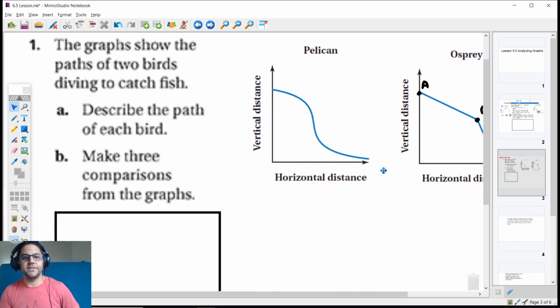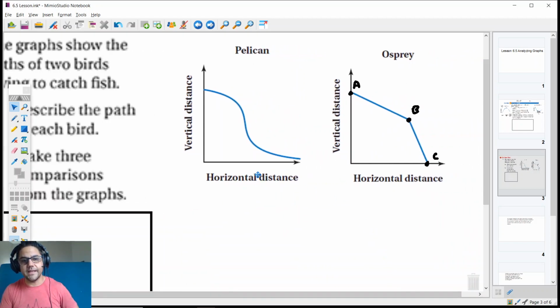Three comparisons from the graph. So, looking at these, we can say, okay, compare contrast style. The horizontal distance is increasing. The vertical distance is decreasing as well. But about that whole gradual idea, remember this is like it's decreasing and then it's decreasing kind of quickly and then it's decreasing slowly. So the vertical distance is still decreasing, but the rate that it's changing is quite different than what you have over here on the osprey.